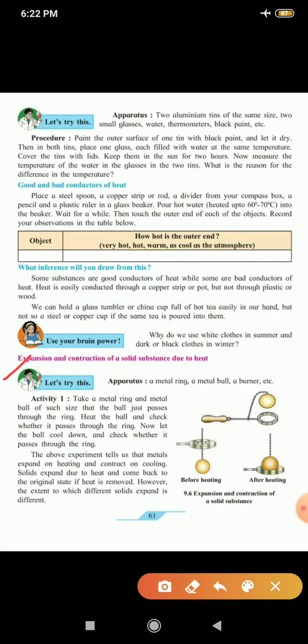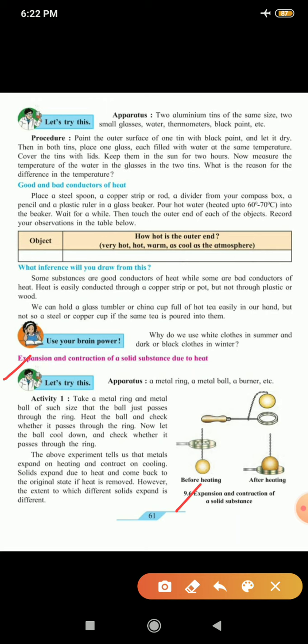Apparatus: a metal ring, a metal ball, a burner, etc. In figure 9.6, you can see expansion and contraction of a solid substance. The same experiment we have in the laboratory. After the school reopens, I will show you this experiment again.